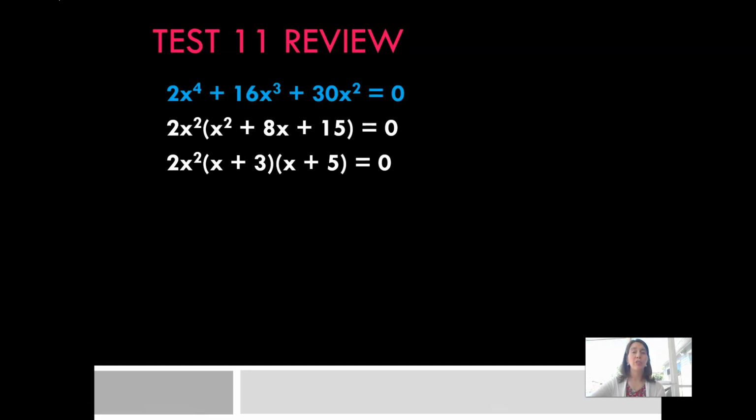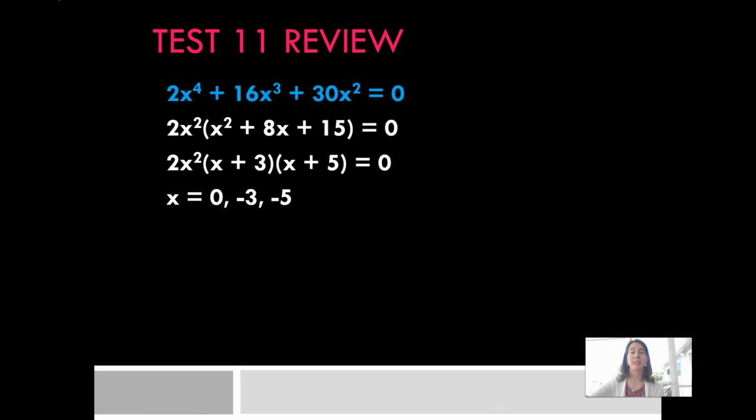Starting off with our first factor of 2x squared. Now remember, the 2 doesn't affect the answer. It's only anything that was being added or subtracted. Nothing's being added or subtracted in the front, so the first answer is still 0. The second part of the question, the x plus 3, would give me my second answer of negative 3, the opposite, and the same thing for the last parenthesis. X plus 5 means my final answer would be negative 5 for the third parenthesis.